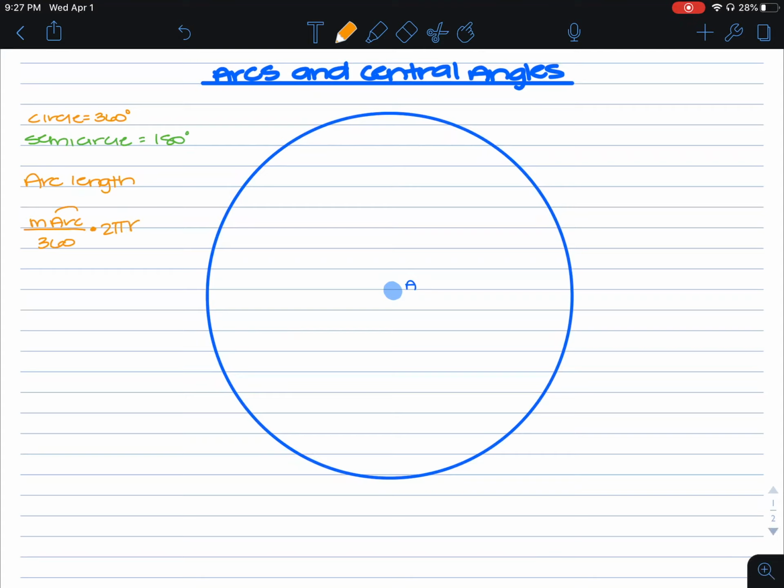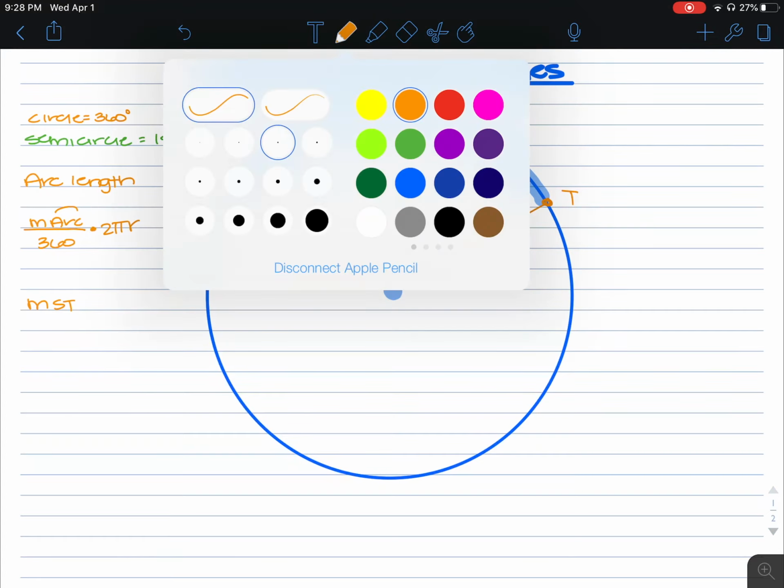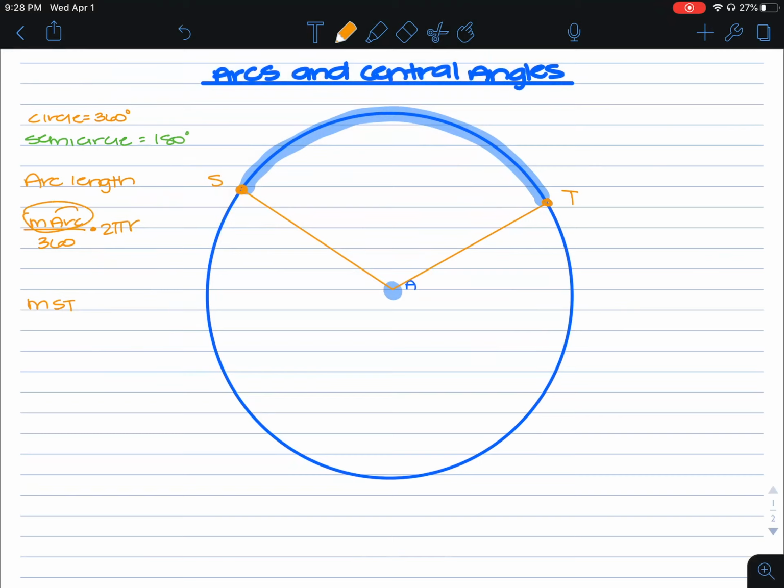Okay, let's practice. So let's say I have an arc here. Let's call this one S and the side T. I want to find the measure of ST. So what I want to know is how long is that? Not in degrees, because what we were doing earlier was degrees. I want to find the actual length. So in order for me to find that, there's a couple things I have to know. I have to know my arc measure, and I also have to know my radius.